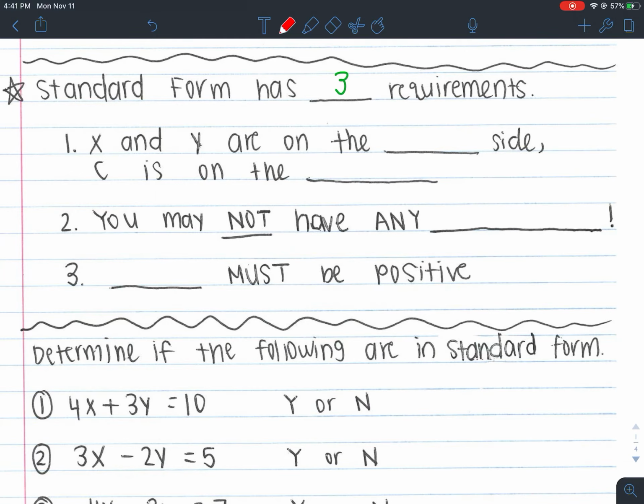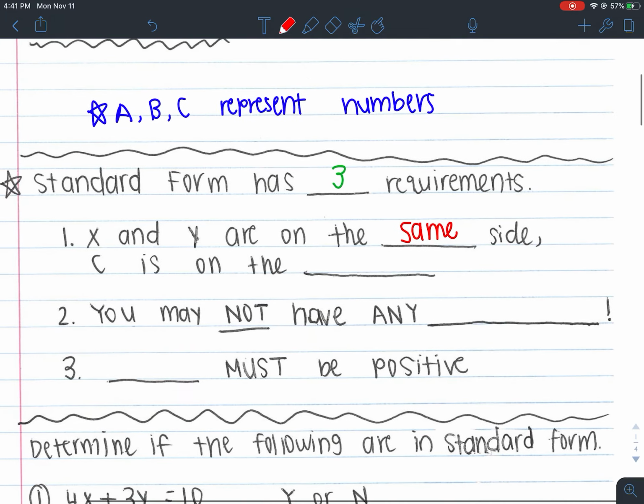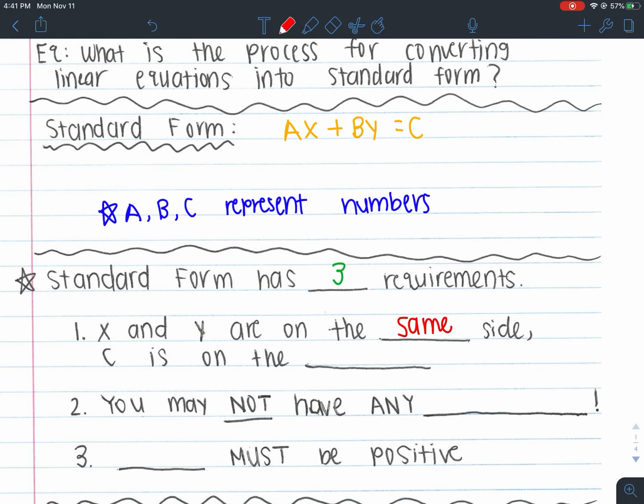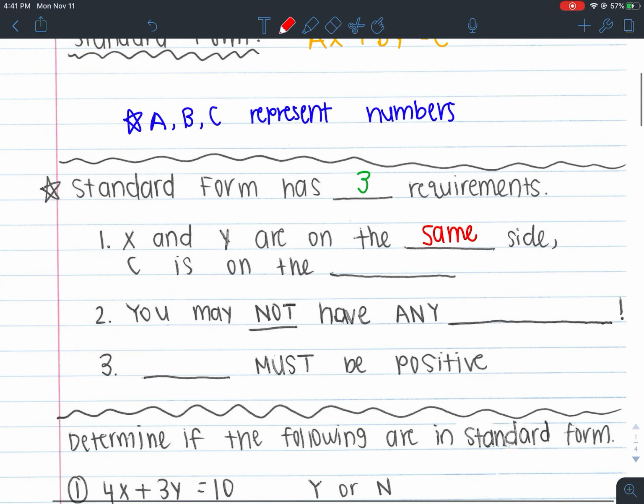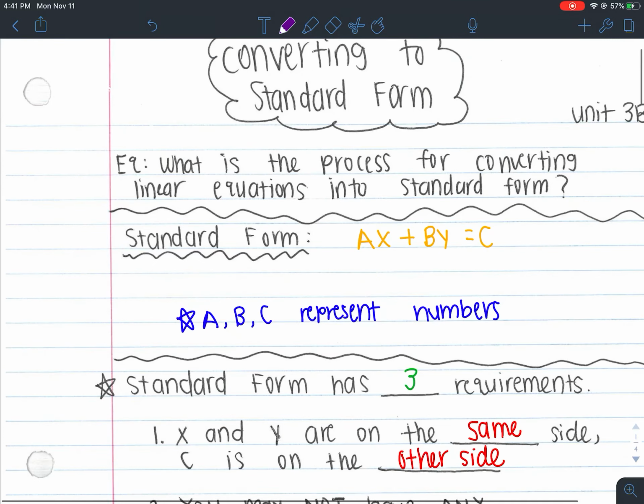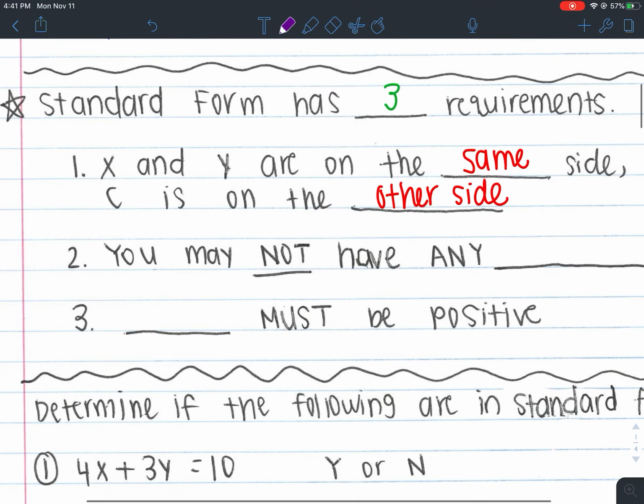The 3 requirements are that x and y are on the same side. You can see that, right? X and y are on the same side here. We want x and y on that left side, and then we want the c on the other side. So for example, you want ax plus by on the left, and then c on the right. So you want anything with just a number on the right side.